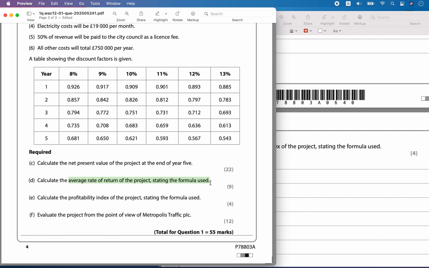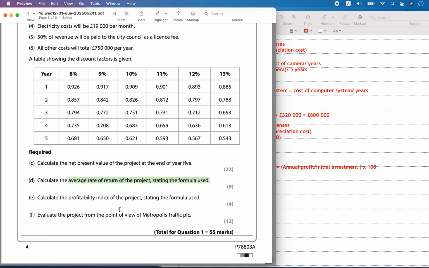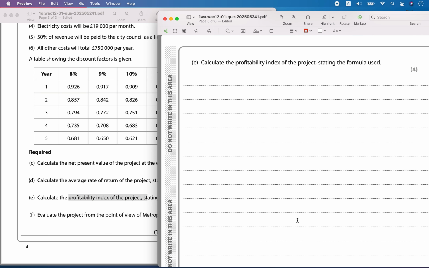Then what is the average rate of return? So with the profit generated and the investment made, what will be the average rate of return? It was calculated to be around 17.2%. Now this part of the question asks us to calculate the profitability index of the project. So what is the profitability index of the project?